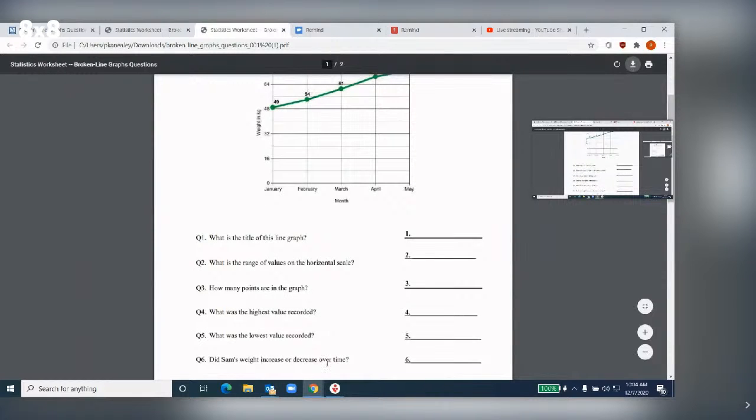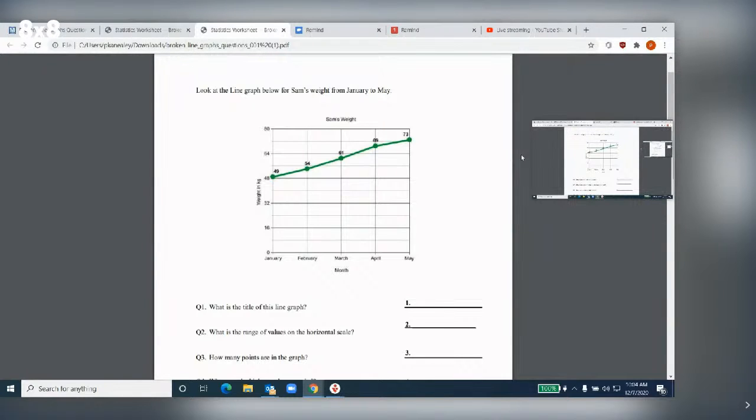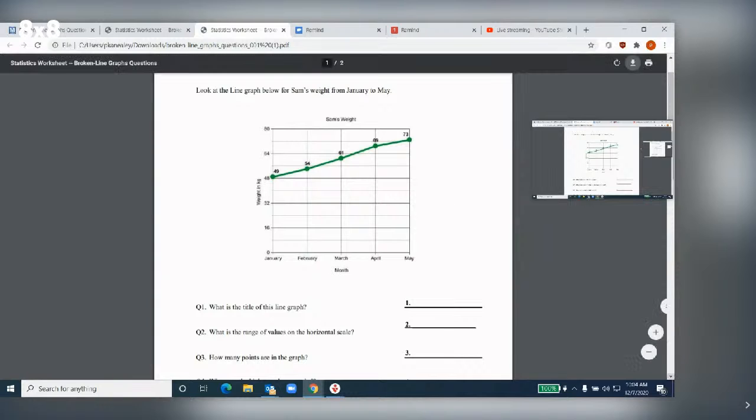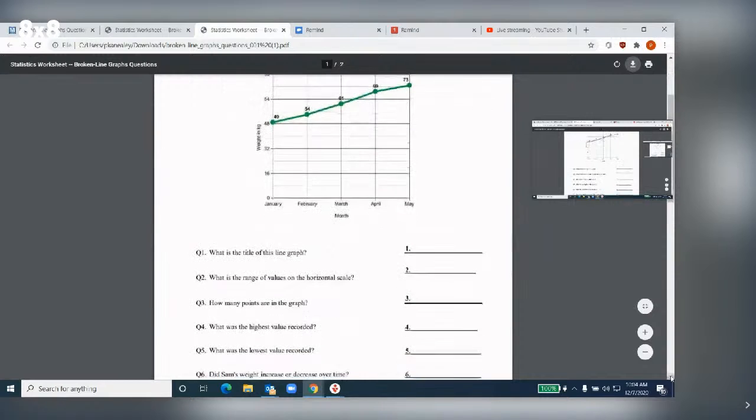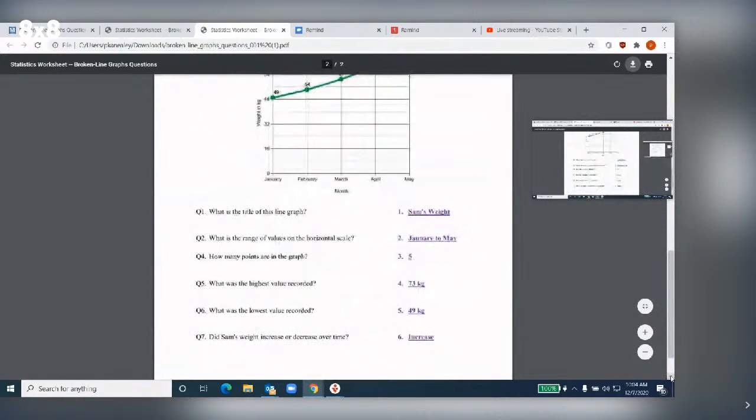Did Sam's weight increase or decrease over time? So we're going to look, this graph is going up. Started at 49, it went to 73. So it's safe to say that Sam's weight was going up over those 5 months. Okay. So hopefully you guys are a little more familiar now with, and all the answers are right here.